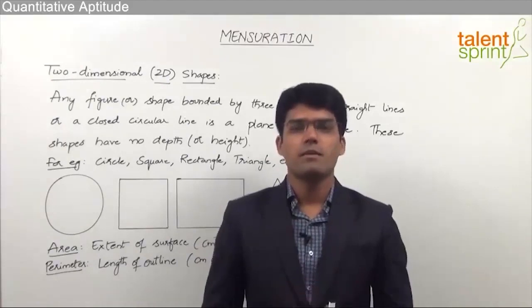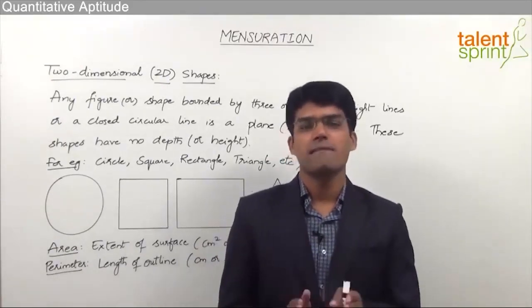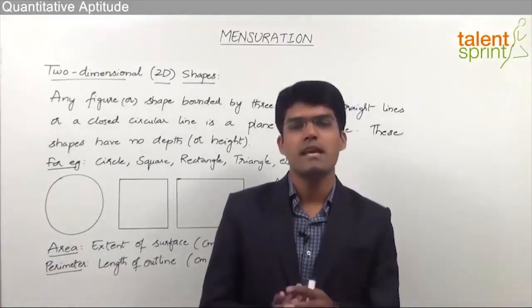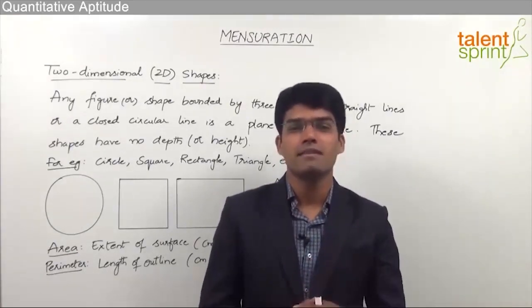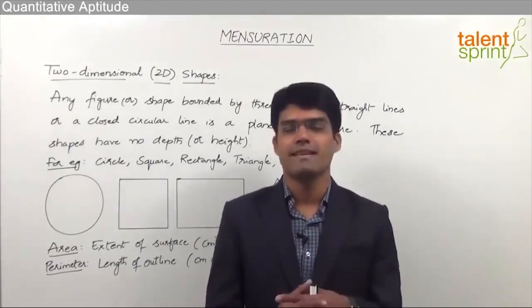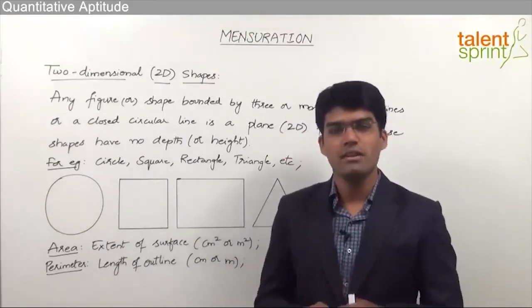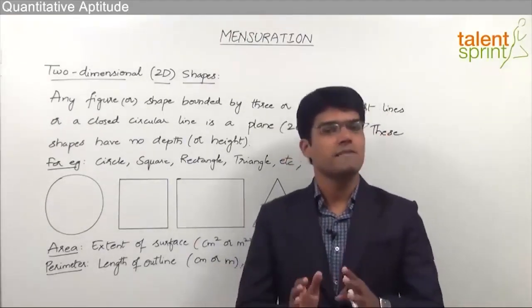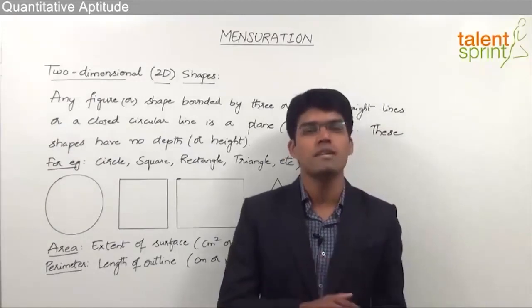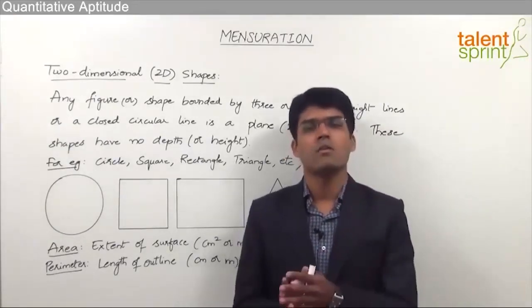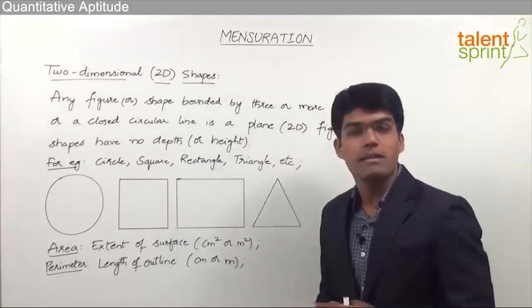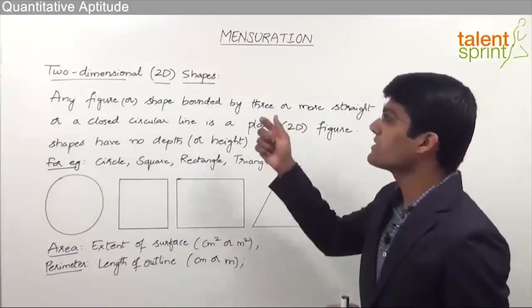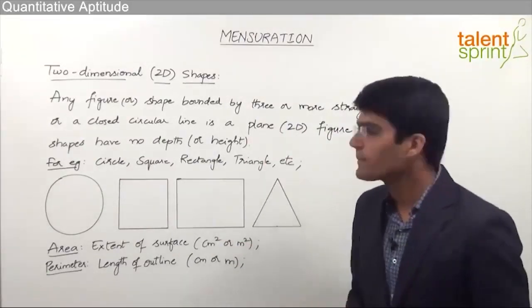Before we take up different questions, let us first understand what is the difference between two-dimensional shapes and three-dimensional shapes, and what is actually meant by the various parameters like area, volume, perimeter, etc. Now, as I've mentioned, geometric shapes can be generally classified into two types. One is 2D shapes, that is two-dimensional, and the other one is 3D shapes, that is three-dimensional. So let us first understand what is meant by a 2D shape, a two-dimensional shape, or a two-dimensional figure.